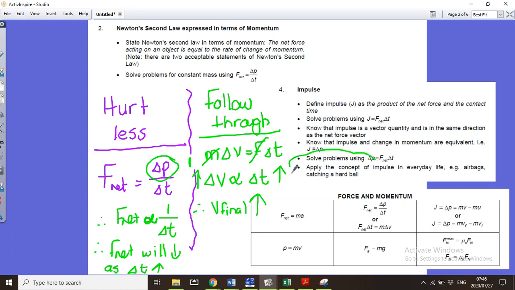So this is the part here. Apply the impulse concept on airbags and catching balls and those type of things. So please, this is important. Make sure you look at some past paper questions and see if you can answer them using the right equation.